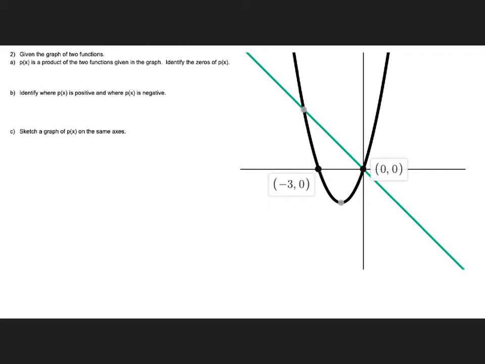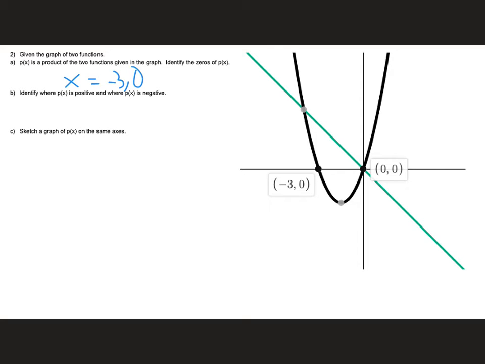P of x is the product of two functions given. Identify the zeros. So if P of x is the product of the two things, the zeros of P of x are the same. So negative 3, actually I don't have to write them as coordinates, I can just write x equals negative 3 and 0. Determine where P of x is positive or negative.